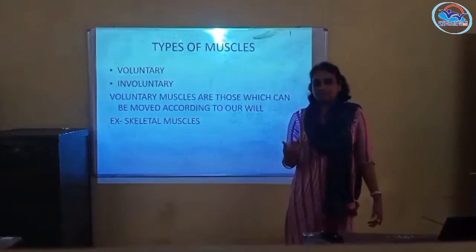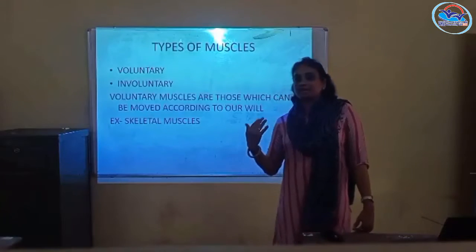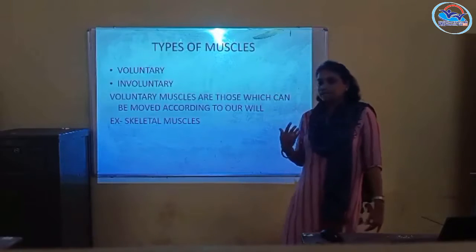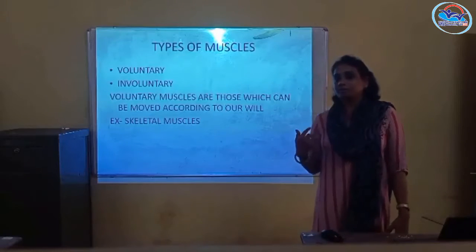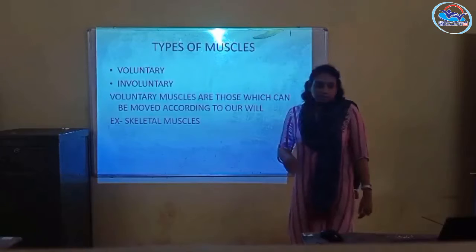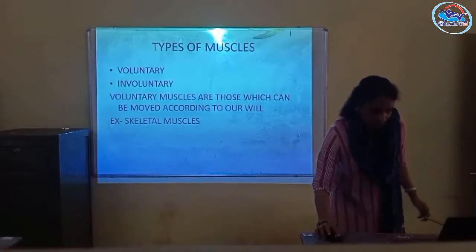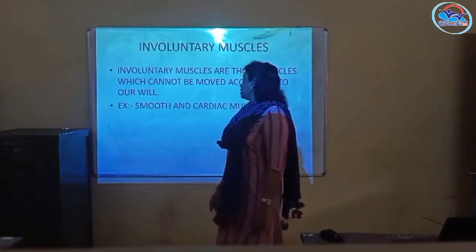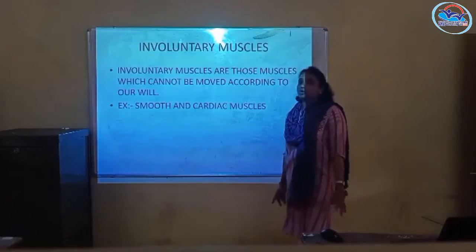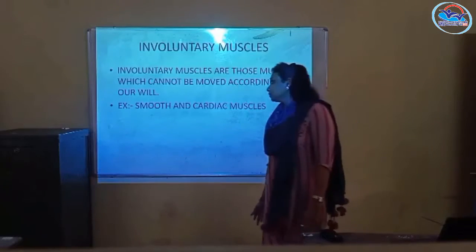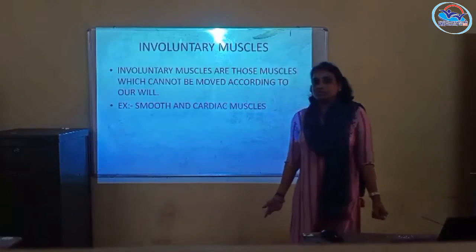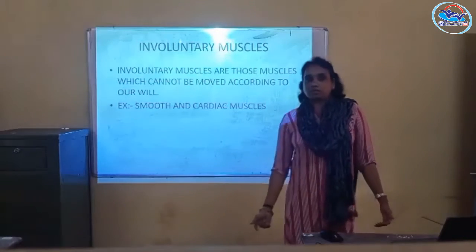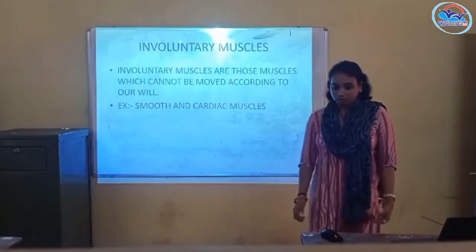For example, skeletal muscles. The muscles that attach to our skeleton are known as skeletal muscles, and that is a voluntary muscle that can be moved according to our will. Then involuntary muscles. Involuntary muscles are those muscles which cannot be moved according to our will. For example, smooth muscles and cardiac muscles are examples of involuntary muscles. Those cannot be moved according to our will.